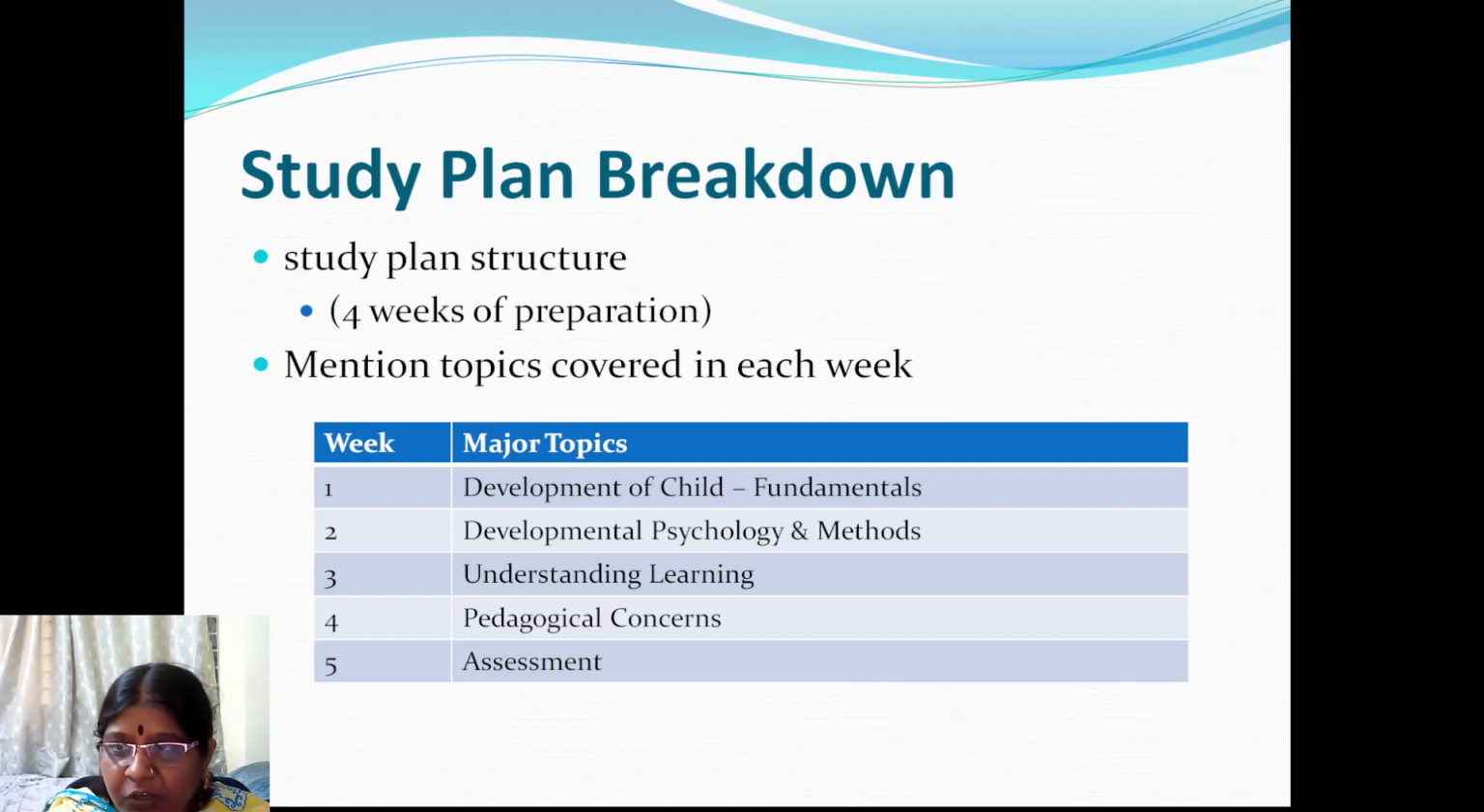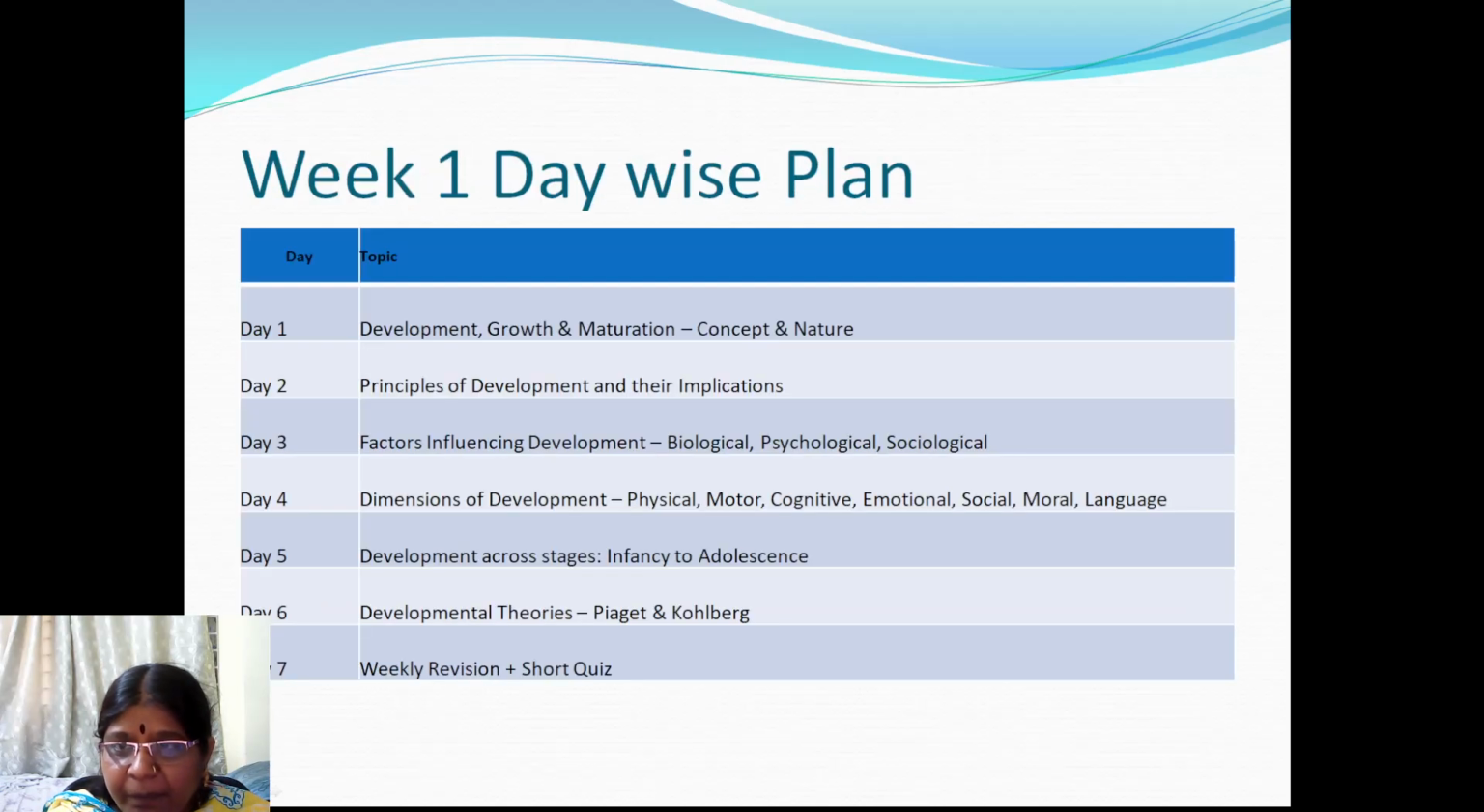So for completion of this section on Child Development and Pedagogy, you may allot 30 days, that is about 4 weeks of time, each day 2 hours for this subject. So let us delve into how you can plan the timetable.